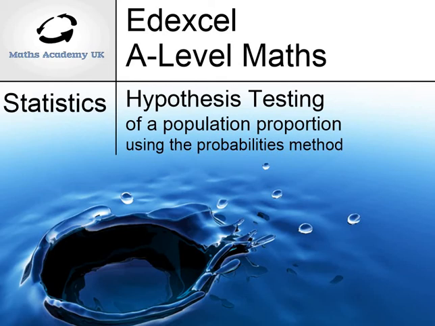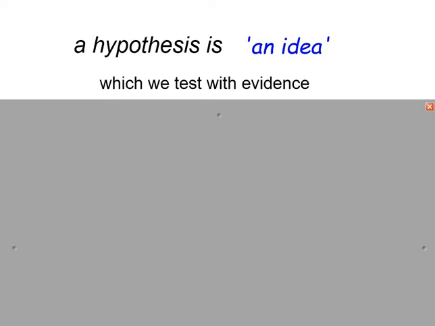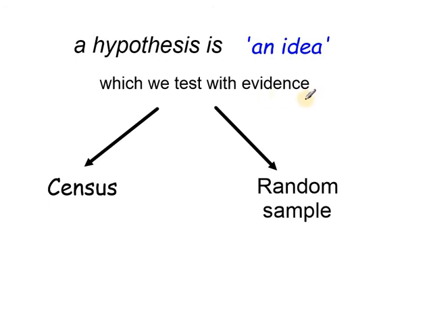Hypothesis testing of a population proportion using the probabilities method. A hypothesis is an idea which we test with evidence. The evidence can come from a census or from a random sample. In the majority of cases, we do not carry out a census, we take a random sample, and this is what we'll focus on.